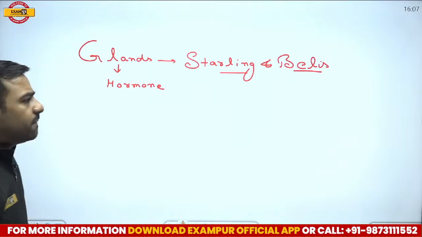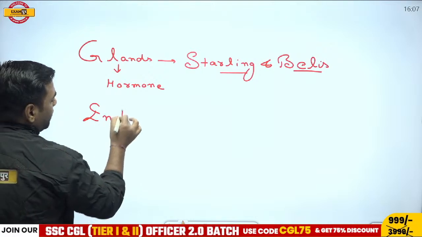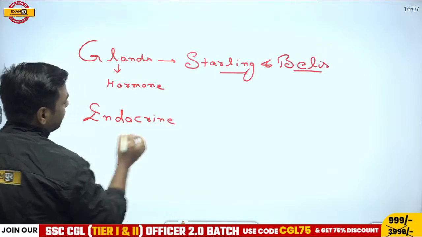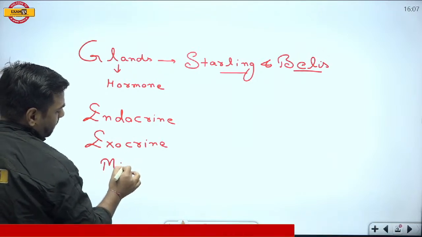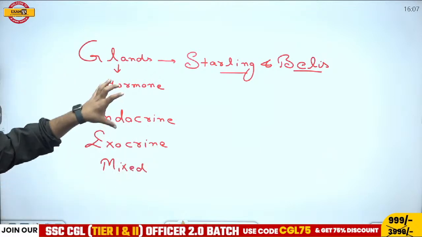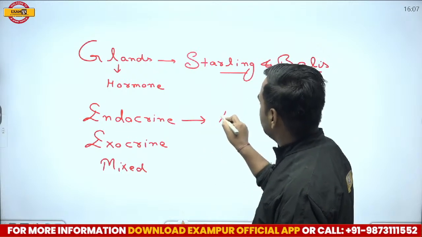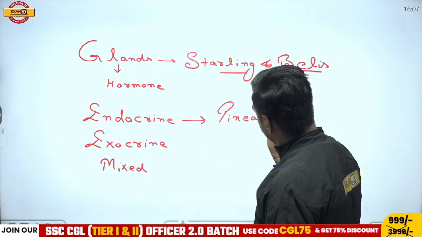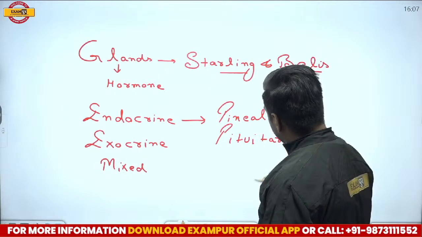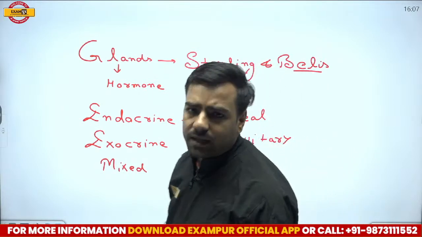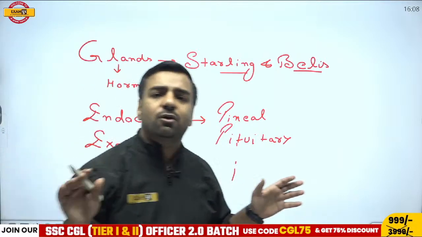Now, glands are of three different types. One is endocrine, second is exocrine, and third is mixed gland. Now, instead of going more in depth, I'll directly come to the endocrine glands, which include the pineal gland, the pituitary gland, the hypothalamus, the thyroid gland, the parathyroid gland, and the adrenal gland.